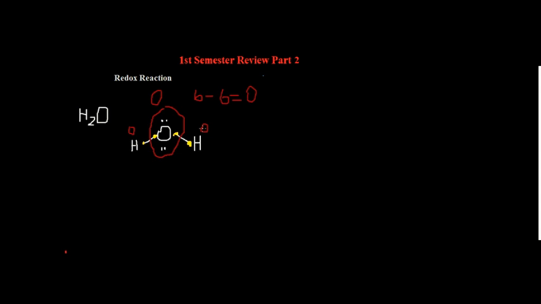Now if you assume that this was an ionic bond, you would say that since oxygen is the most electronegative in this molecule, it will want to hog the electrons. Since it's more electronegative than hydrogen, it's going to hog all of the electrons here.